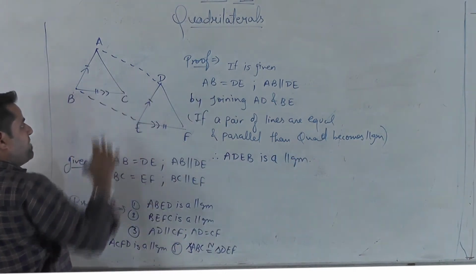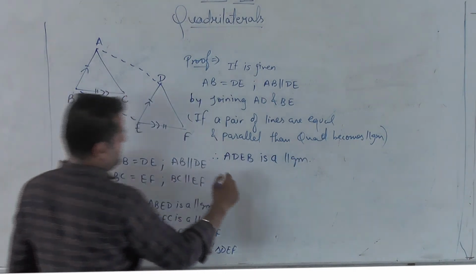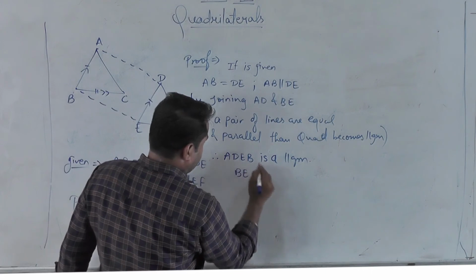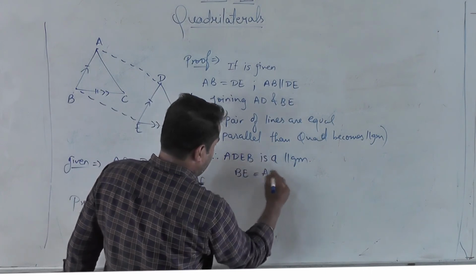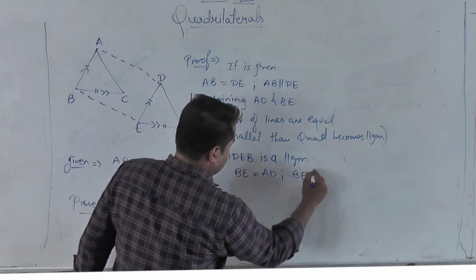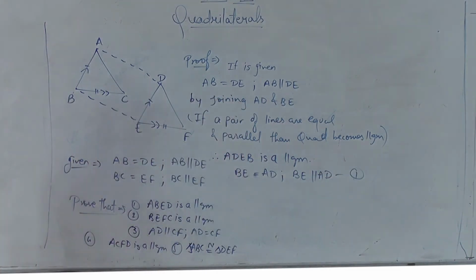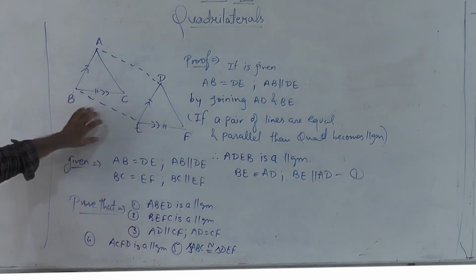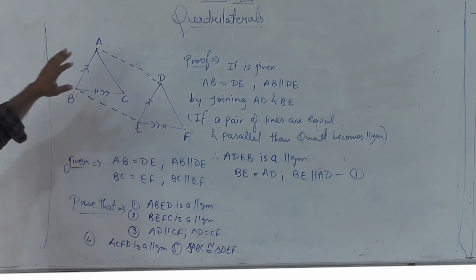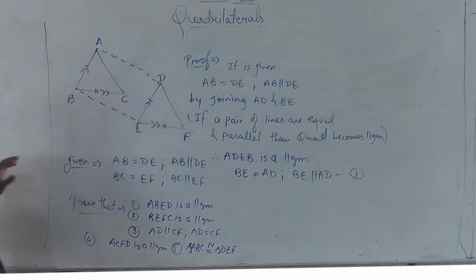Now since it has become a parallelogram, BE and AD become equal and parallel as well. We are keeping this as a result so that we can get help from it. Now, as you can see, BE and AD are parallel and equal.